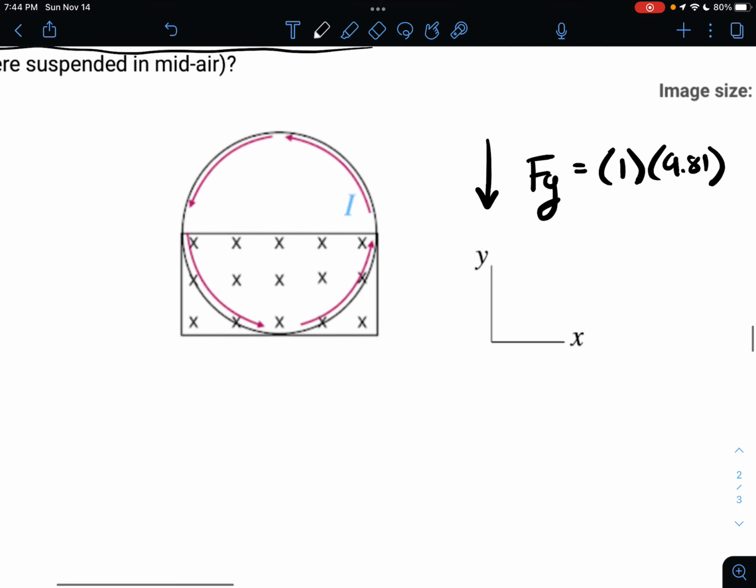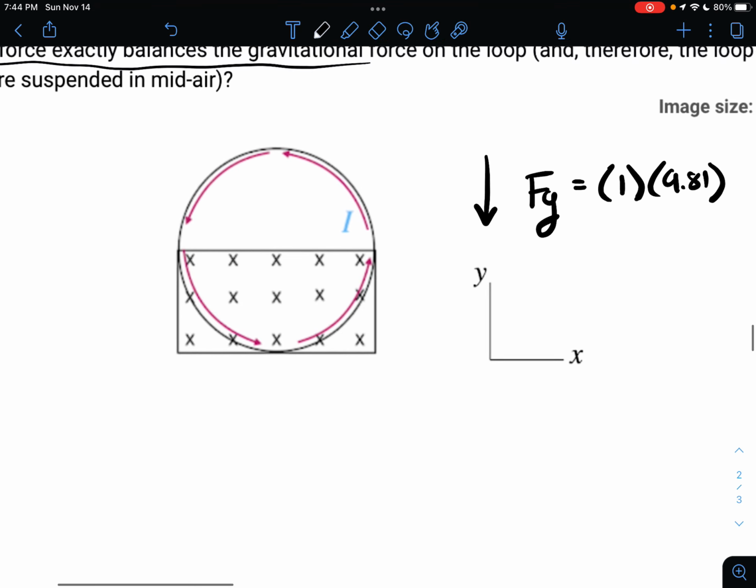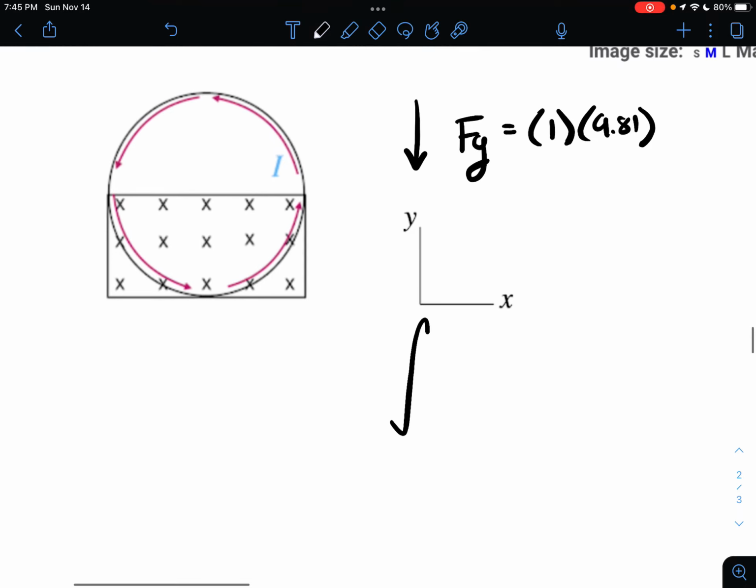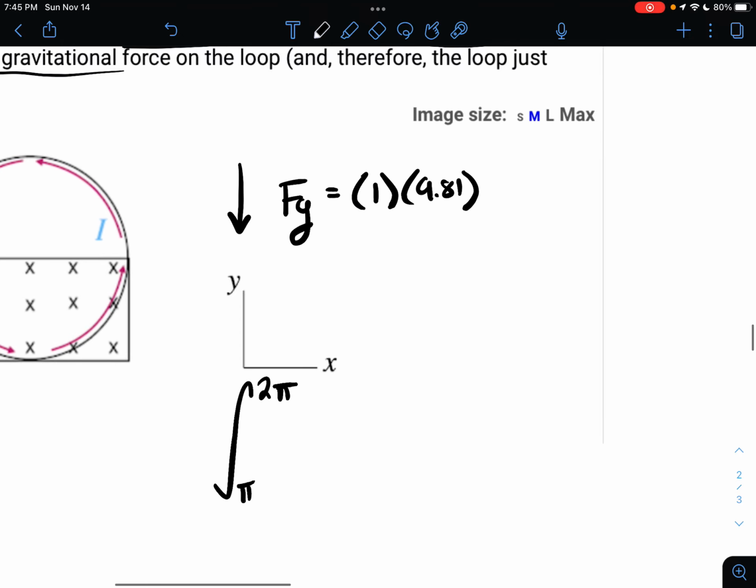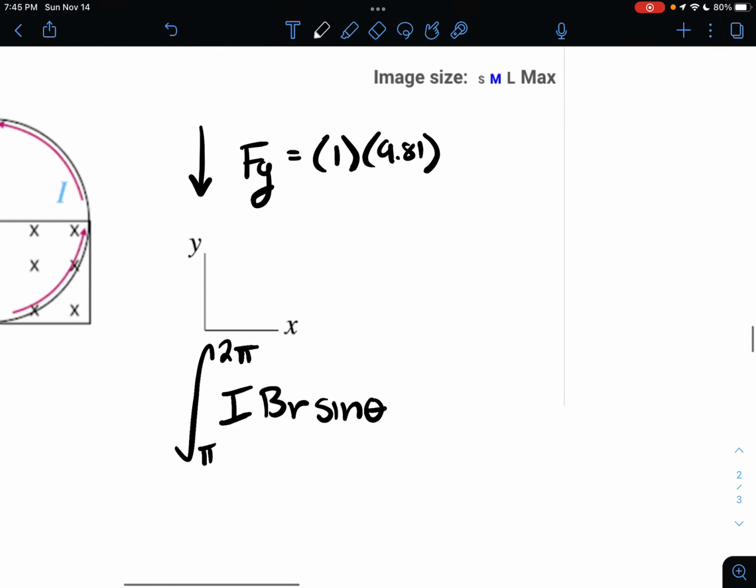So when we're calculating our magnetic force so that it can directly balance this, this is when we're going to use an integral. We're going to integrate from pi to 2 pi, or 0 to 2 pi, or 0 to pi. We're just getting half the circle. I'm going pi to 2 pi, just so you get the bottom of the circle. And our equation is I, B, R, sine theta, d alpha.